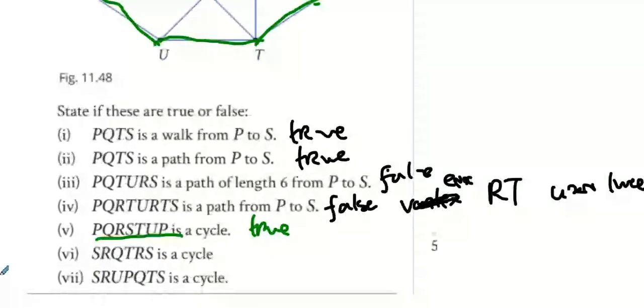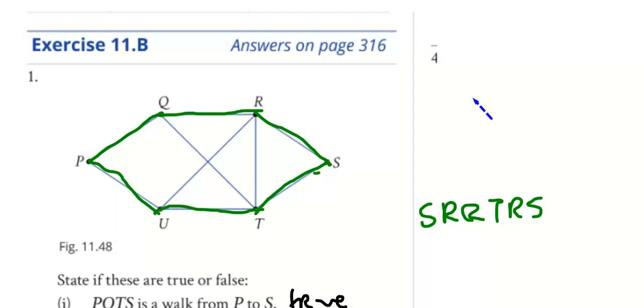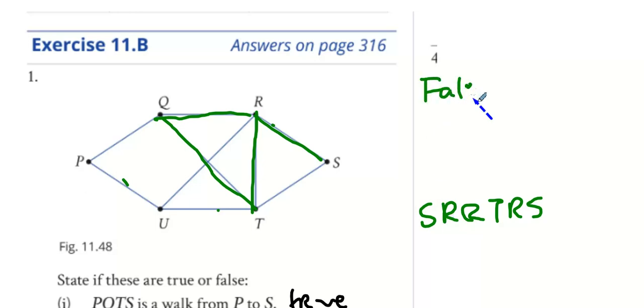Now, next one. SRQTRS is a cycle. Okay, let's find out. So cycle SRQ, T to R, R to S. It reuses the same side twice, so I'll say false. Vertex R visited twice.